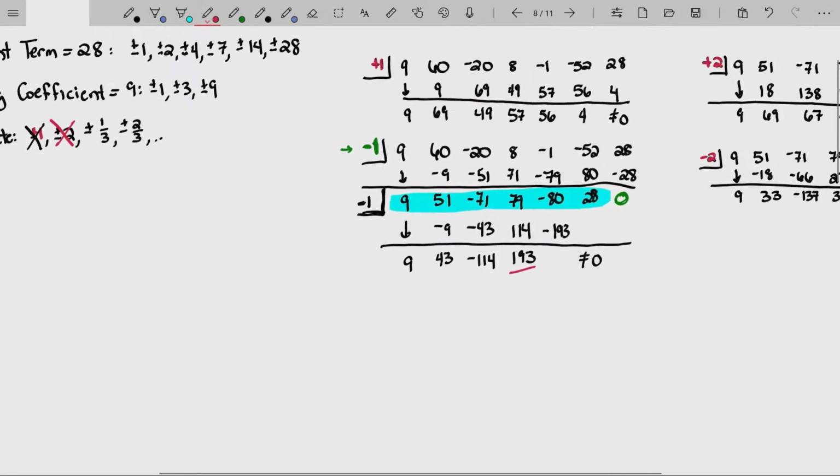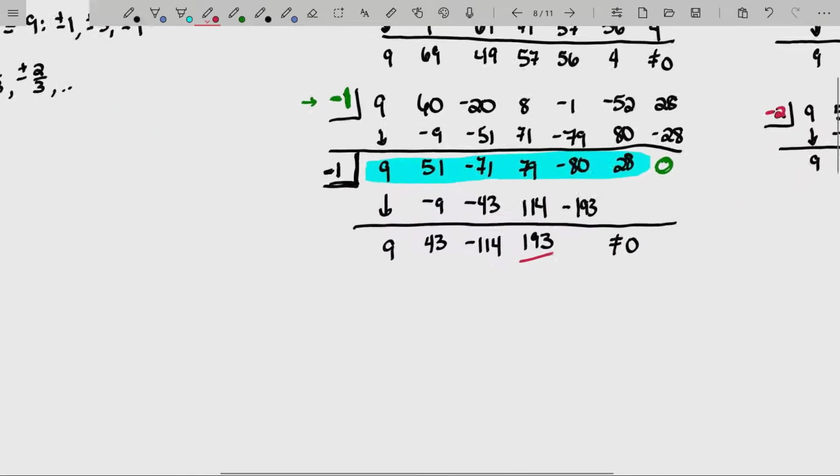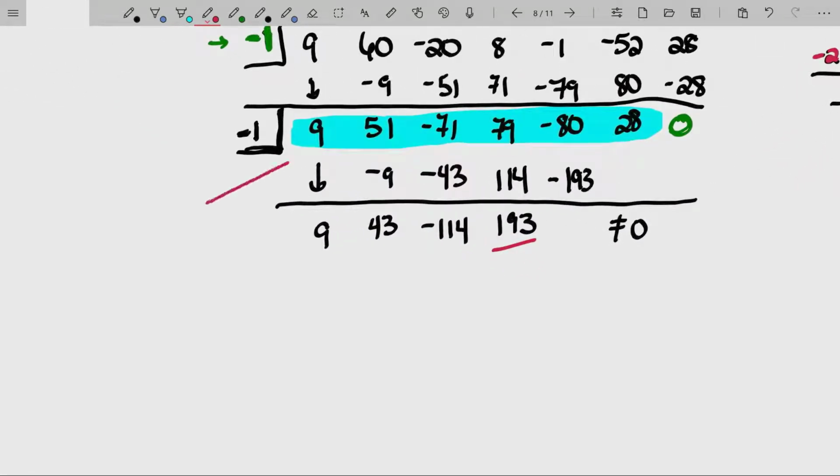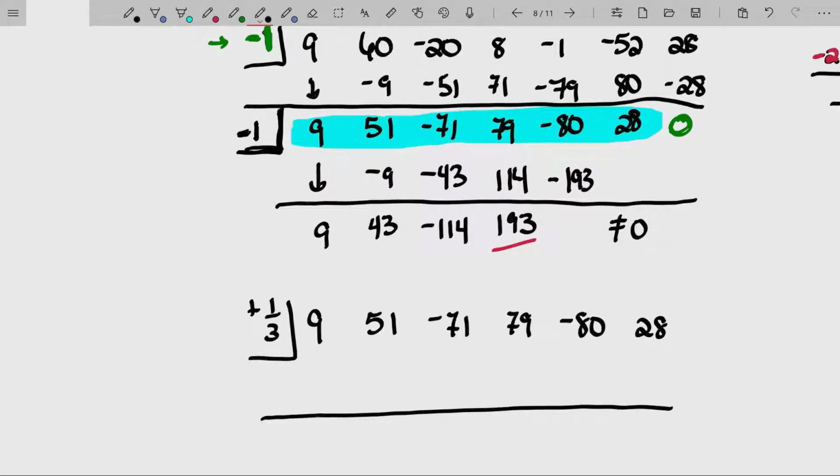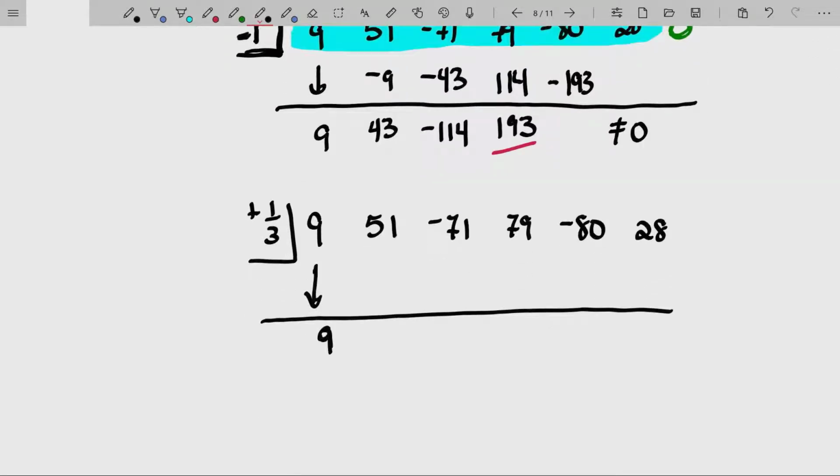So I'll swing over to the 1/3 here. And remember, the last known good line we had was this one right here. So I'll go ahead and copy that. And we're going to do positive 1/3. Copying. There we go. Bring down the 9. Now, fractional zeros are a bit intimidating because you're dealing with fractions. But luckily, 9 times 1/3 is 3. Add 51 to 3, and you get 54. Divide that by, or multiply that by 1/3, if you will.